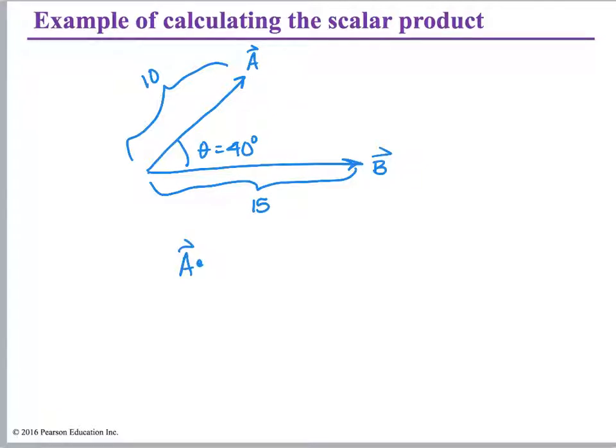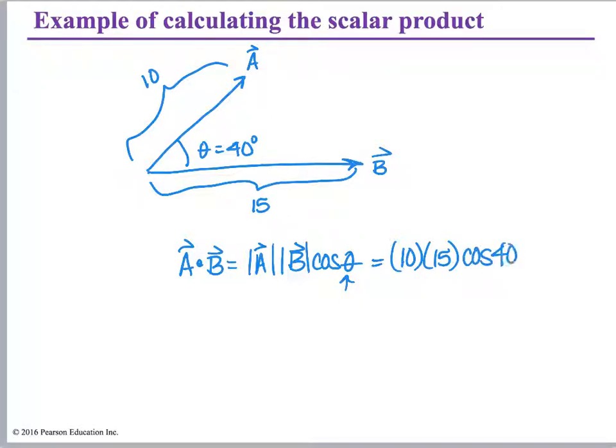So a dot b, remember we would take the magnitude of a times the magnitude of b times the cosine of the angle between them. Notice I use theta here because it doesn't matter what I call the angle, it's just the cosine of the angle between them. So this is then 10 times 15, those are the magnitudes of the two vectors, times the cosine of 40. And the answer I would get is 115. So that's a very simple example of how I can find the scalar product.